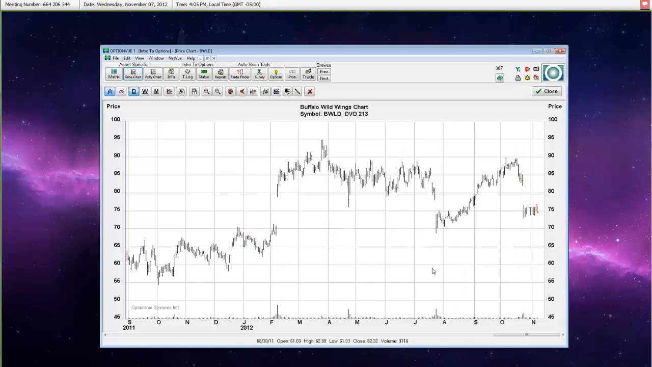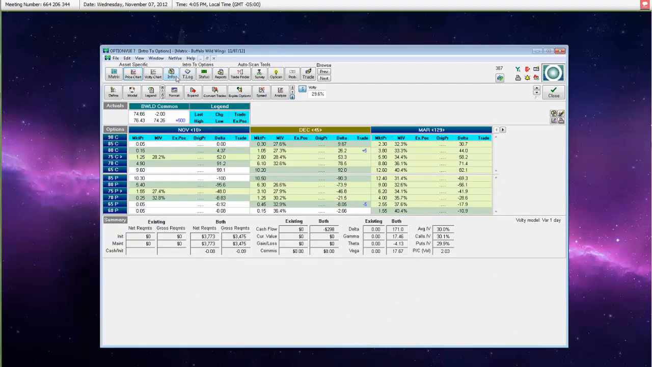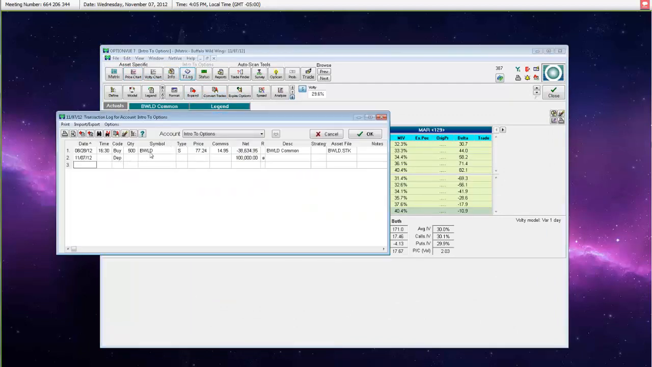Let me get rid of that. Right here. Okay, now let's take a hypothetical example and say that right in through here, you decided to buy Buffalo Wild Wings because you thought it was going up, probably on that day right there. So what I did was I went back into that time frame, and I bought 500 shares hypothetically, and I did it on August 28th.